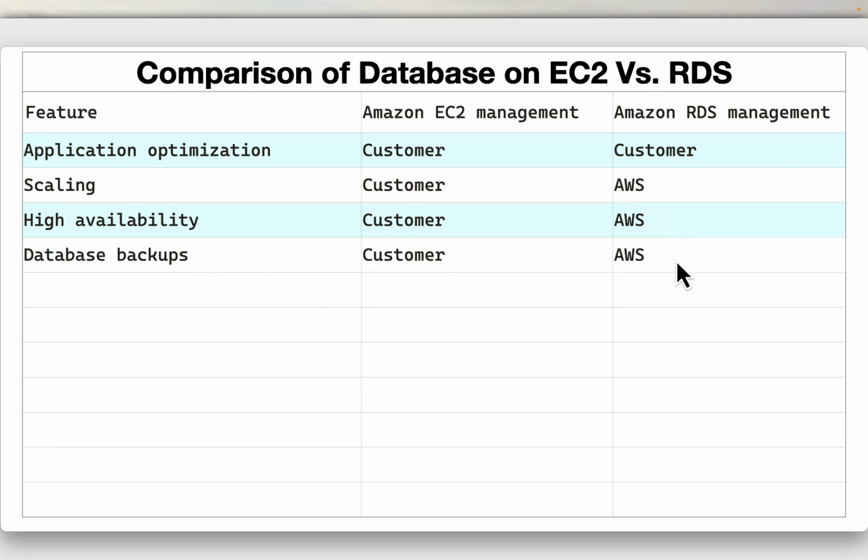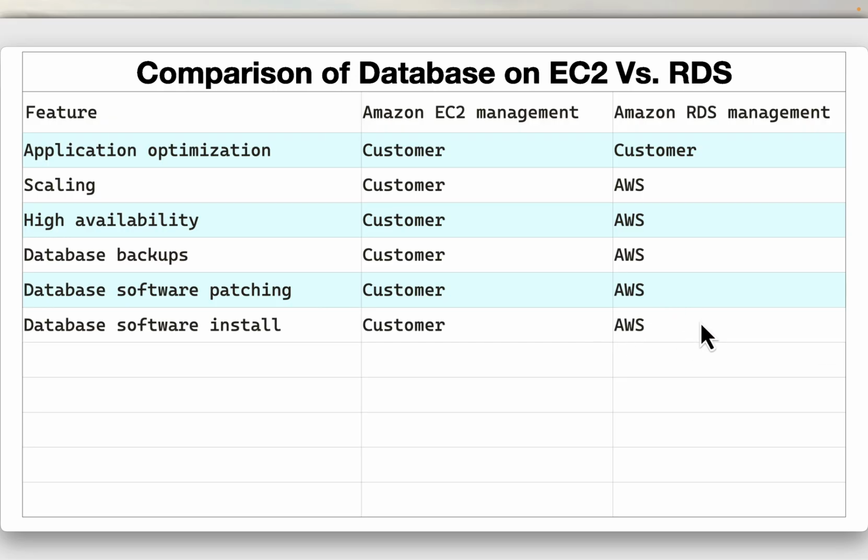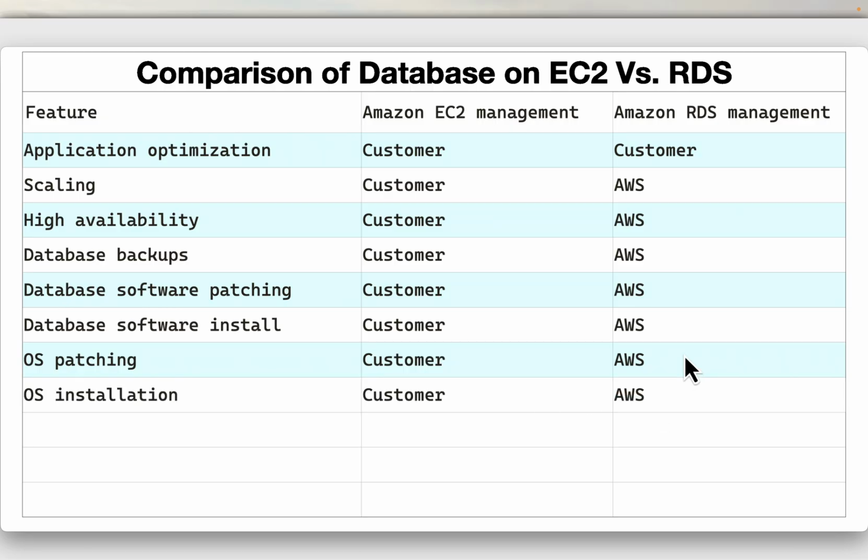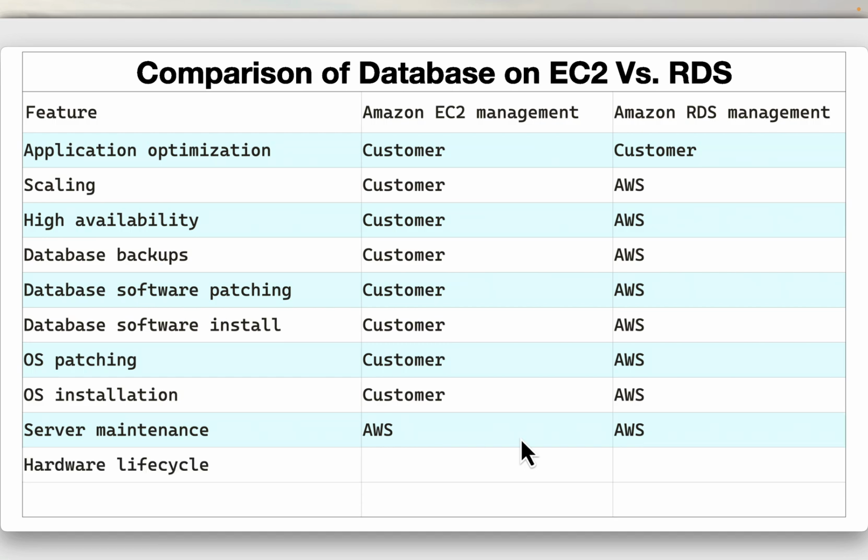And database backups, AWS takes care. You just have to configure the policy, and there are default backups also. Again, software patching, AWS takes care. Software installed, AWS. OS patching, because we don't see any operating system, AWS takes care. This also AWS takes care. OS installation. Server maintenance, okay, this will be similar, AWS, because server maintenance of EC2 is also taken care of by AWS. And hardware lifecycle is both AWS. And finally power, network and cooling, this also AWS takes care. These three will be similar, so you get maximum benefit by using the RDS service.